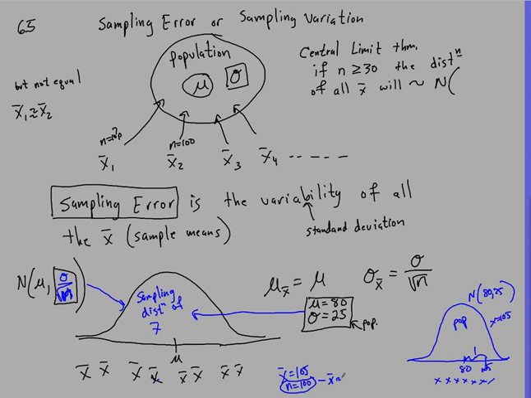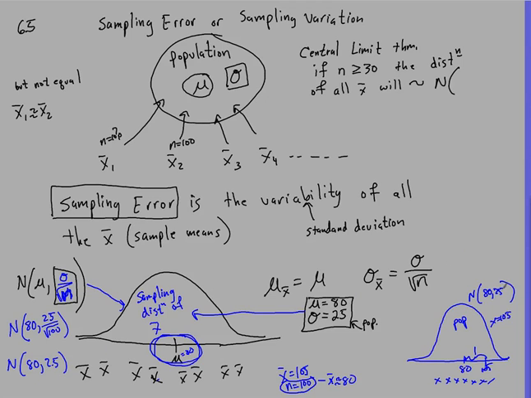Okay, so these x bars are all going to be really close to 80, so they're all going to be packed around here. This is 80. All these x bars are going to be packed around. You're not going to have many that are far. Okay, so this is going to be normal with 80 and 25 over the square root of 100, which is 10. So this is going to be normal with 80 and 2.5.